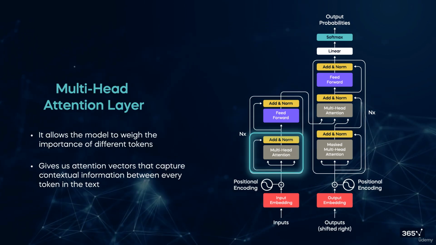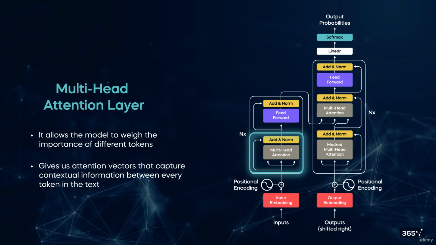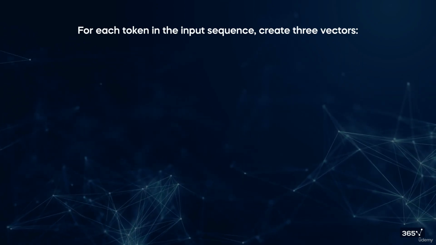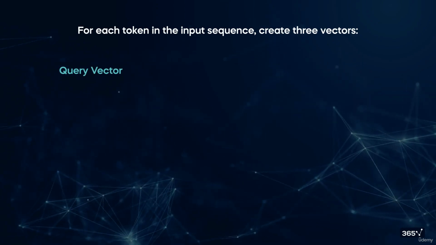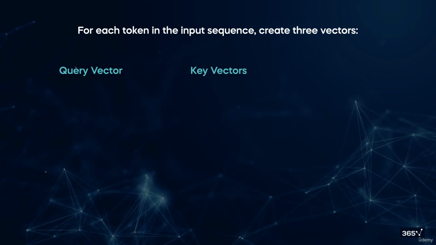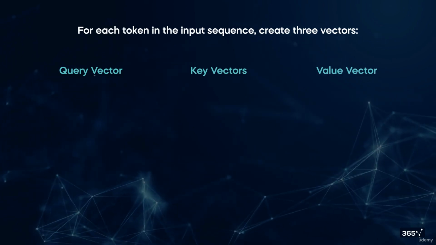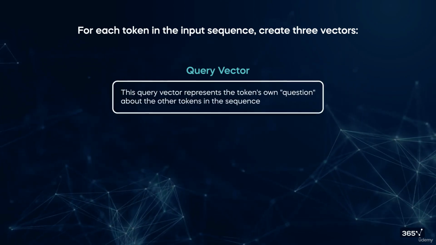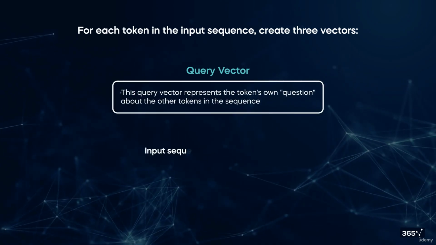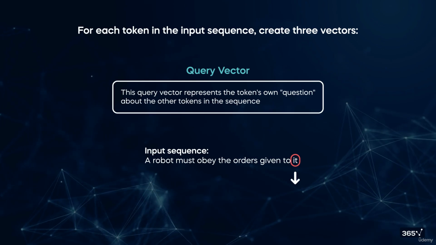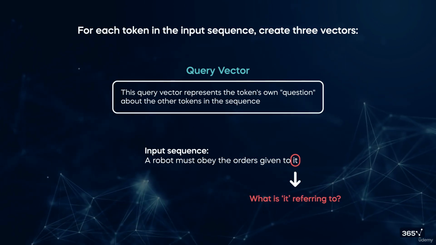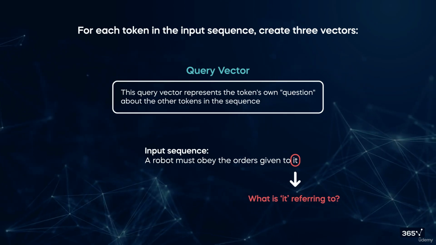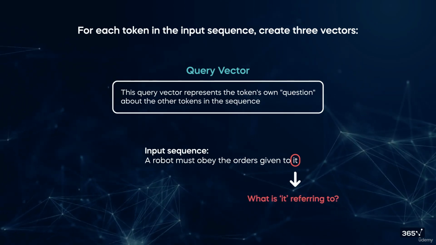Let's go through the steps to how these attention vectors are calculated. For each token in the input sequence, we create 3 vectors: a query vector, a key vector, and a value vector. For each token in the input sentence, a query vector is calculated. This query vector represents the token in question asking about the other tokens in the sentence. It's kind of like saying, how much should I pay attention to each of the other tokens?